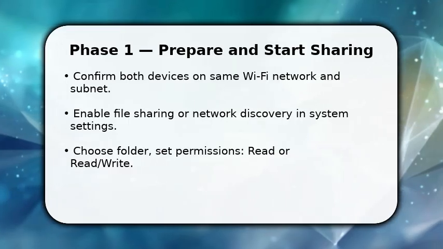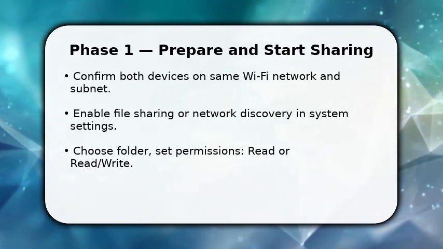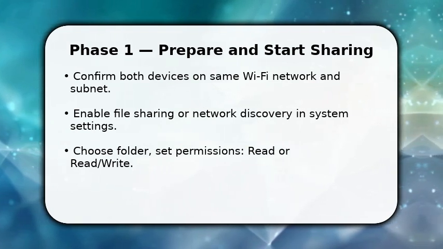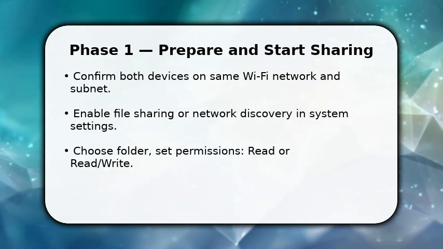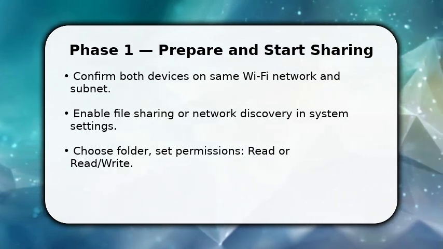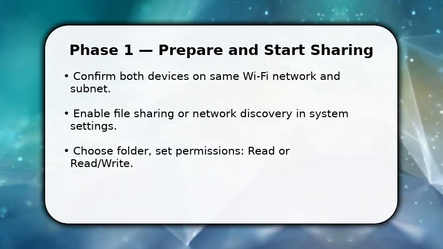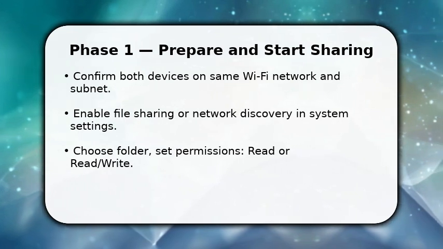You start by confirming both devices are on the same Wi-Fi network. This ensures visibility. Next, enable network discovery and file sharing in your system settings so the devices can communicate. Choose the folder you want to share, then set permissions, read only or read/write, so recipients have the right access. Once done, note the device name and local IP address for direct access.